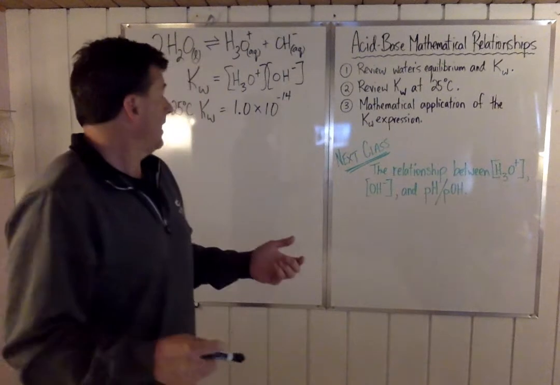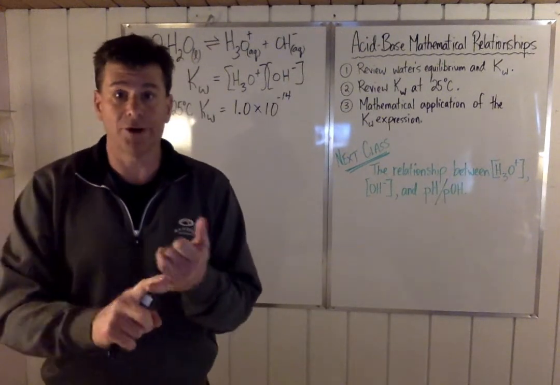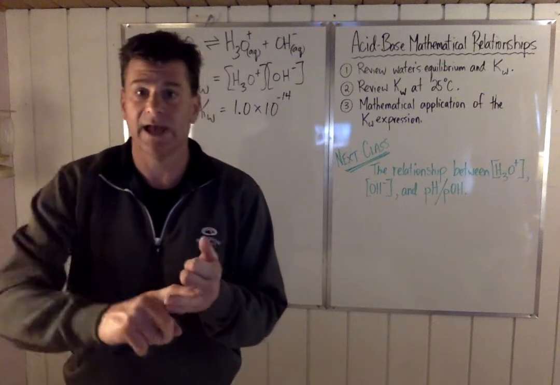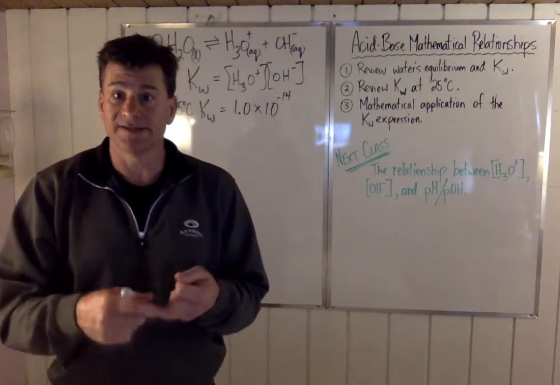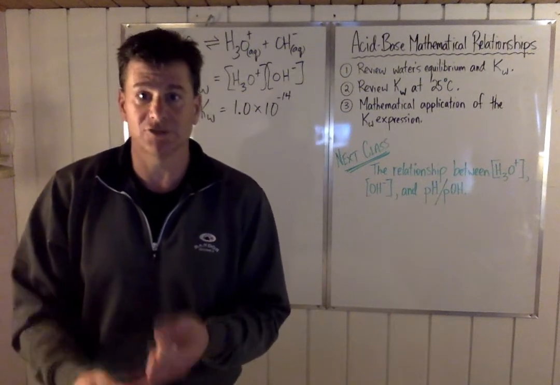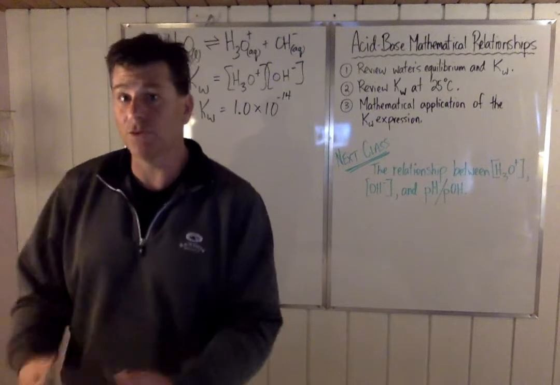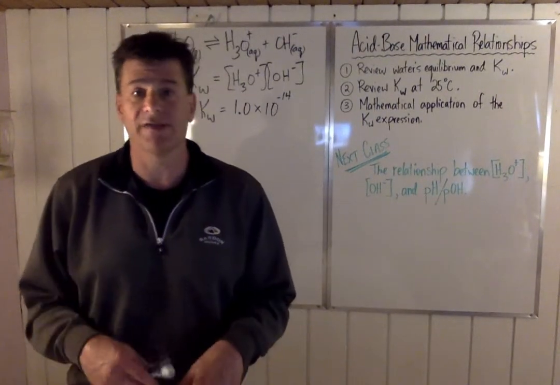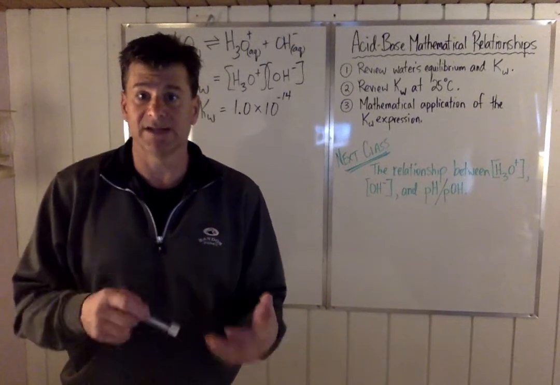Okay, so we've reviewed already the equilibrium of water. It has an equilibrium constant. That equilibrium constant's expression is hydronium times hydroxide, which means those two concentrations multiplied together will always give you the constant value of whatever temperature that is. And at 25 degrees, that constant is 1 times 10 to the negative 14.